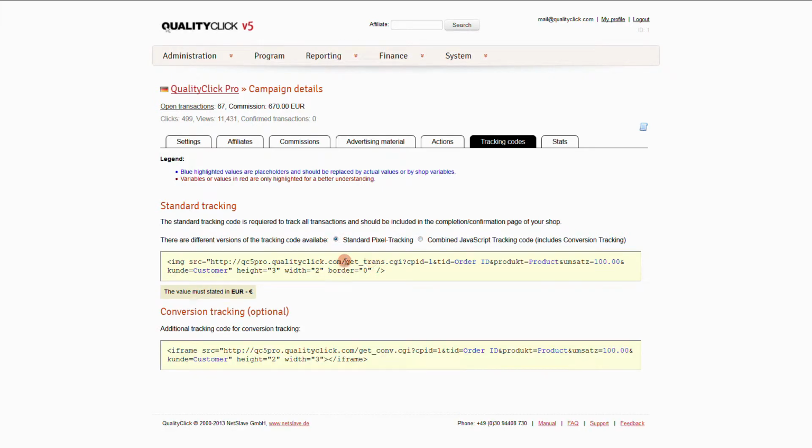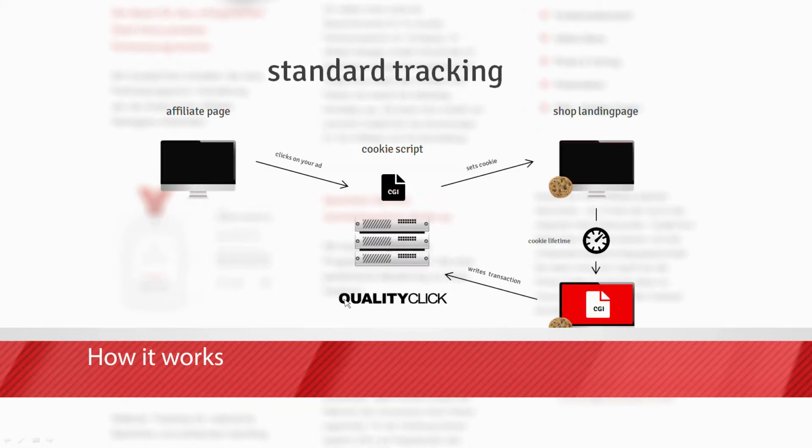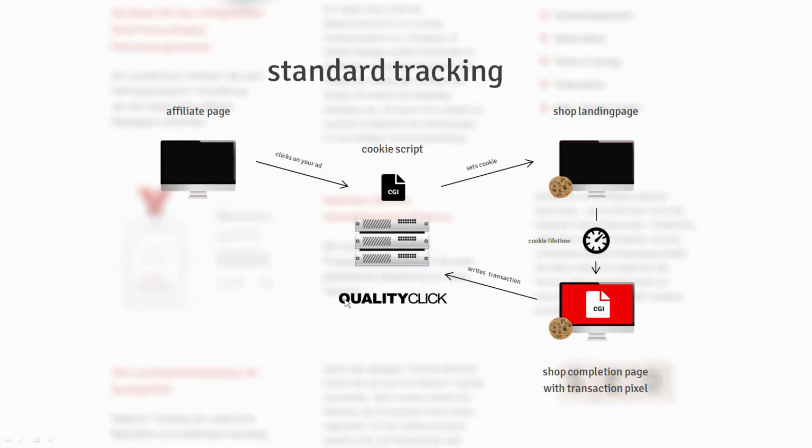So if you have get trans CGI, that's the script that you implement in your shop, then you have standard tracking, and I show you how that works. So QualityClick standard tracking, how does it work? Like this, pretty easy, but let's go through it step by step.